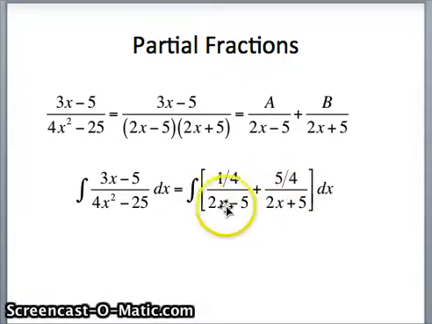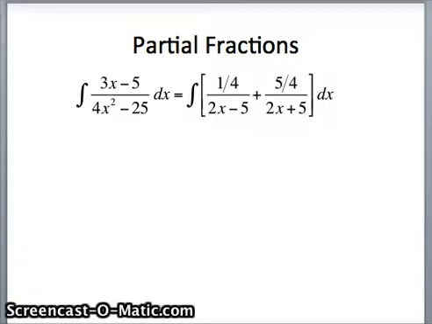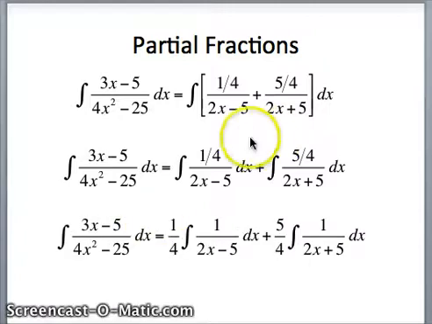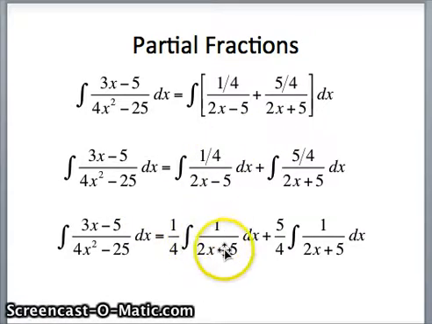The integral of the sum is the sum of the integrals. And we can pull the constant out in front. So 1/4 integral of 1 over 2x minus 5 plus 5/4 integral of 1 over 2x plus 5. And this is a job for u substitution. So we'll let u equal 2x minus 5, and maybe w equals 2x plus 5.